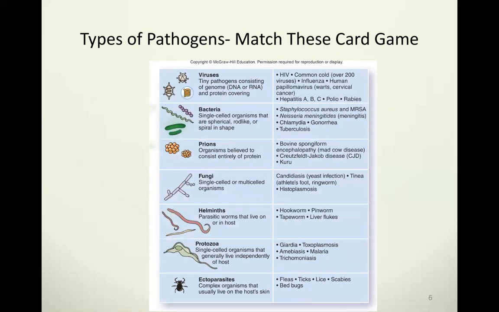So if I said tuberculosis, would you know what pathogen it would be? If I said hepatitis A, what pathogen would it be? So to answer the question, tuberculosis would have been bacteria. Ready? Here comes another one. Hepatitis A, virus. Okay. How about candidiasis, yeast infection? It's a fungus.